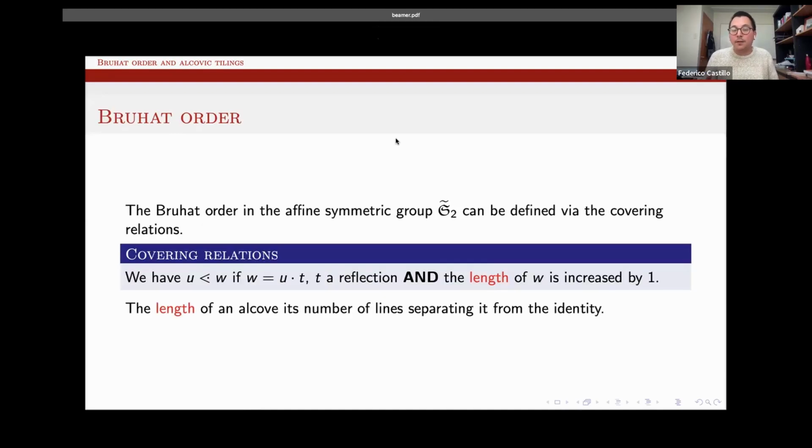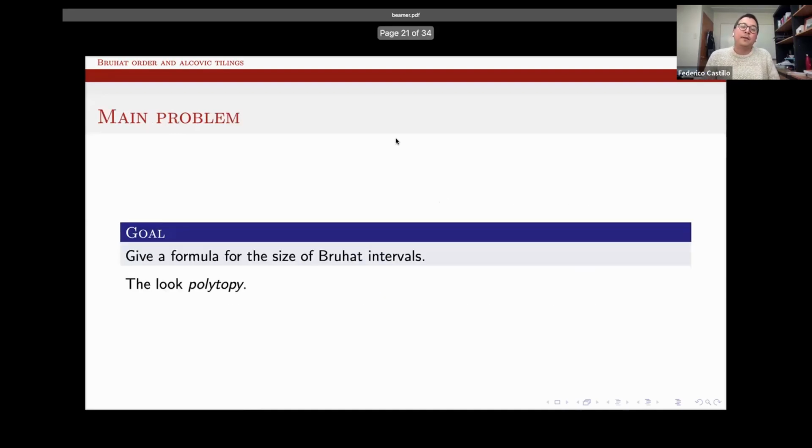So that's the main problem. I want to have Bruhat intervals in this setting. This is what we want to do. What is the size of these Bruhat intervals? And the main thing is that they look polytopic. And what do I mean by this?